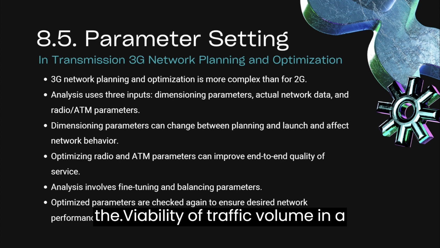So dimensioning parameters are important, but they can change from when the network is planned to when it is launched. The actual network data is also important, like link capacities and power levels. The radio and ATM parameters will affect network performance, and making them better can improve the quality of service. And the process will involve adjusting these parameters and balancing radio and also ATM or transmission network parameters. The optimized parameters are then checked to make sure that they are giving the desired performance.